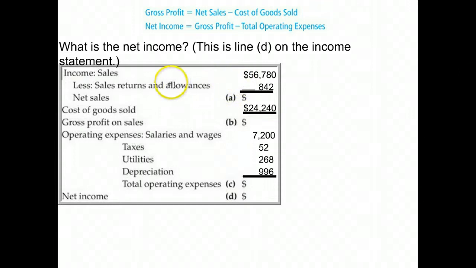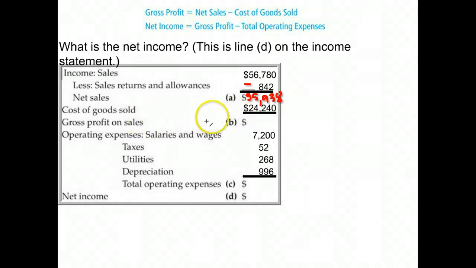So your net sales is what you made in sales minus any returns or allowances that you had to give to the customer. So maybe a discount for something that went wrong, or an item they returned and didn't end up purchasing. Okay, so to find that, we just subtract 56,780 minus the $842. When we do, we get 55,938. Okay, we keep going.